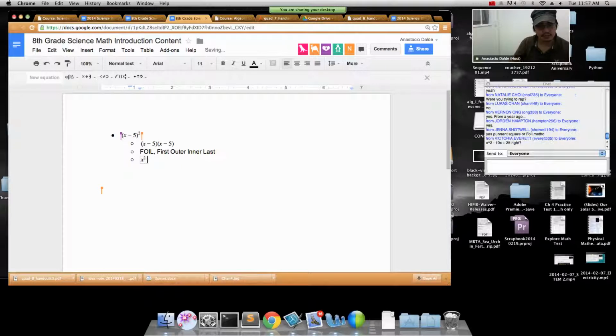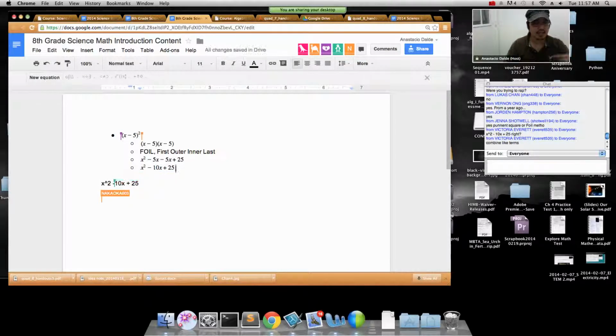All right? So, FOIL, you multiply the first times the first, and you get x squared, and you have the outers, which is minus 5x, and you got the inners, which is another minus 5x, and you got the last, which is negative 5 times negative 5 is positive 25, so you got that. And then, like Victoria is saying, you kind of do an x squared. Let's throw that over there. X squared minus 10x plus 25. And that is absolutely correct.